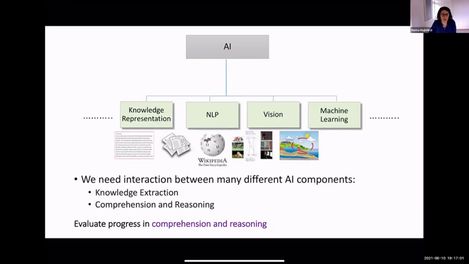In particular, we need to be able to represent the knowledge, and make progress in NLP, computer vision, and machine learning algorithms. So it's really important to build these different components so that they all talk to each other, such that we can have fully fledged textual comprehension and reasoning approaches. And it's really important to be able to evaluate our progress in comprehension and reasoning by, for example, devising several applications to show that we've come up with a good understanding of these types of scientific documents.